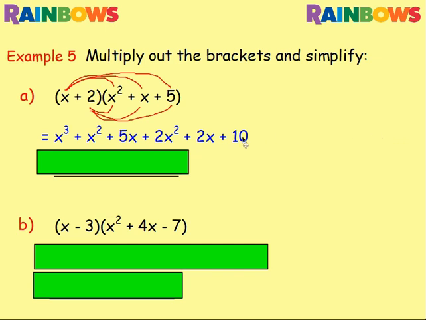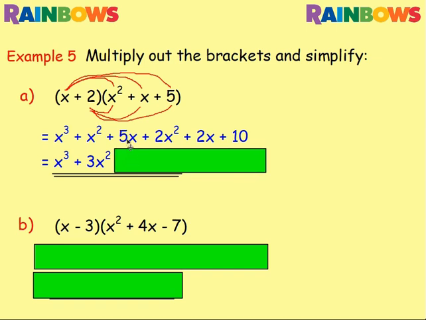After that, simplify it. Start with the highest power. The highest power is x cubed. It's an x to the power of 3. Any other x to the power of 3s? No, it would just stay as that. X squared, you've got 1x squared add 2x squared. 1 add 2 is 3, so it's 3x squared. X's, you've got 5x add 2x. 5x add 2x is 7x. And number-wise, you've got the 10. There's no other numbers just on their own, so it would stay as plus 10.